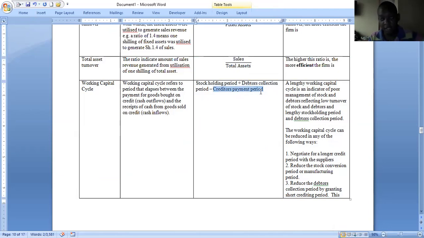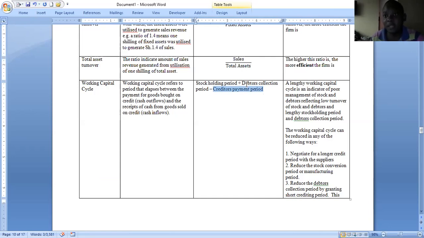These are periods that we have been able to obtain from above, with the stock holding period being equal to 365 divided by stock turnover ratio, the debtors collection period being equal to 365 days divided by the debtors turnover ratio, minus the creditors payment period, which is equal to 365 divided by the creditors turnover ratio. These are ratios that we have looked at, but I hope that we shall do this practically in an example.